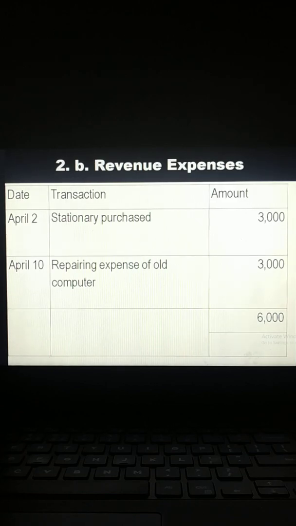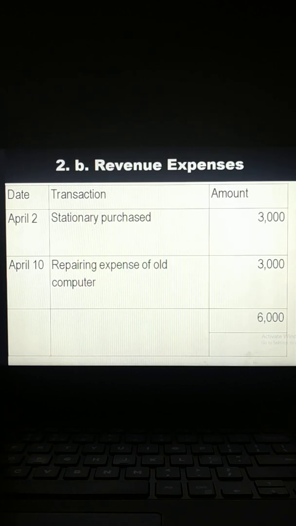Then our next requirement is revenue expenses. Revenue expense means recurring expense. These are expenses that occur in a business organization regularly and whose benefit is enjoyed for a short time. So here the revenue expense is the April stationery purchase. Stationery means paper, pen, pencil, carbon paper, etc. for the organization. So the organization will frequently buy this type of thing. That's why this is revenue expenditure.